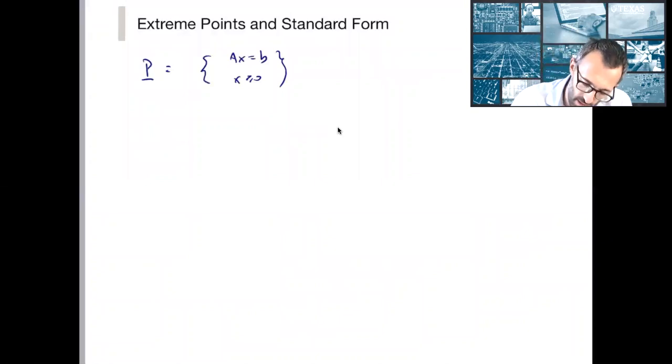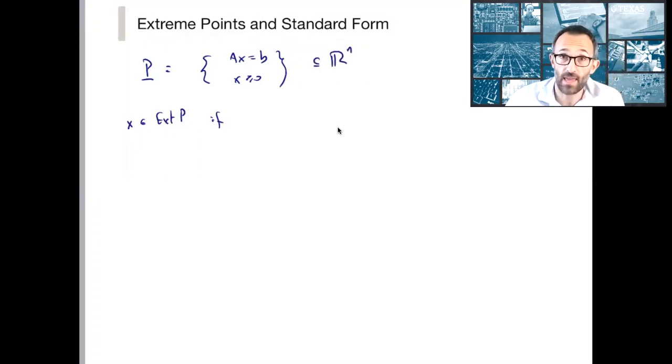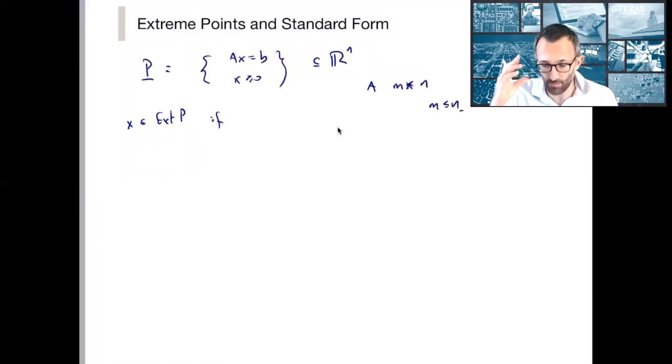So x is an extreme point if we have, this is a subset of R^n. That means that A is an m by n matrix, and m is going to be less than or equal to n by our independence assumption. And by the way, if it's equal to n, this is not a very exciting polytope. It's just a polytope with one point.